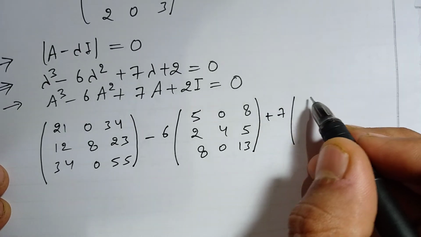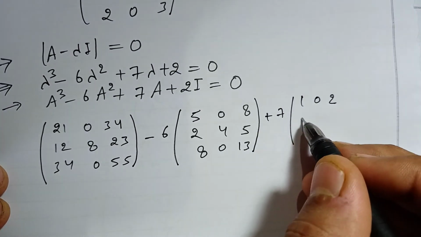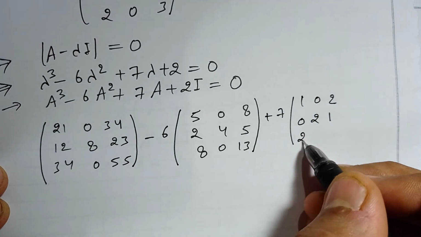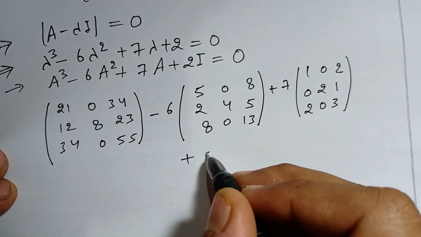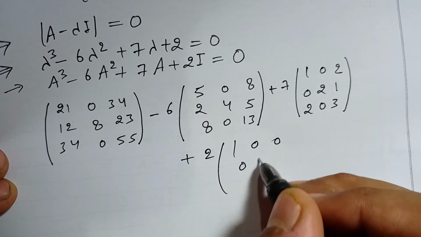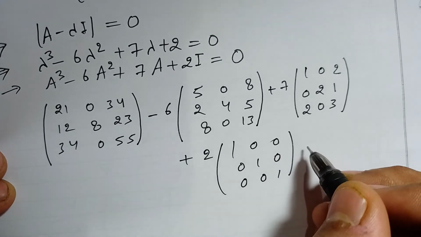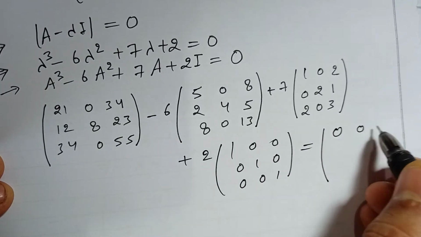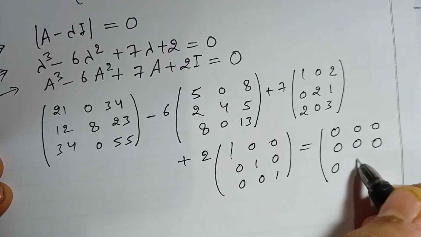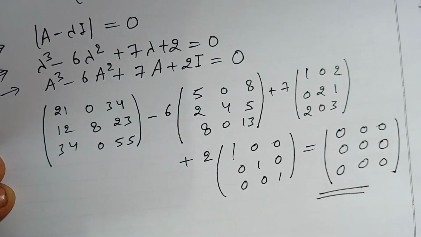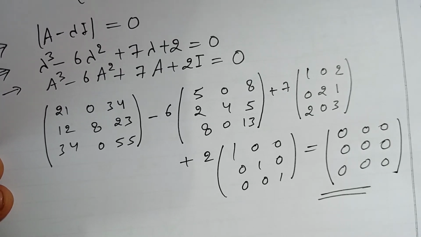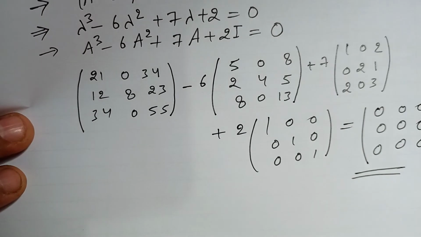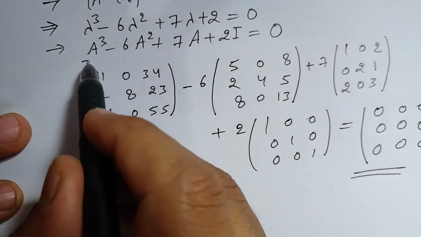Plus 7 into A, equal to 1 0 2, 2 0 1, 2 0 3, plus 2I, I equal to 1 0 0, 0 1 0, 0 0 1. So if you simplify, we get the 0 matrix. So we claim that this given matrix A satisfies the Cayley-Hamilton theorem.